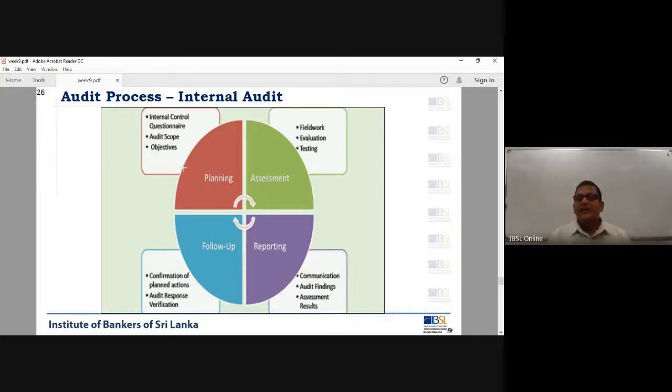recommendations are followed. Under planning, the internal control questionnaire and audit scope objectives are involved, and in the assessment, field work, evaluation and testing are involved, and in the reporting, communication, audit findings, assessment and risk come in, and confirmation, plan actions and audit verifications.